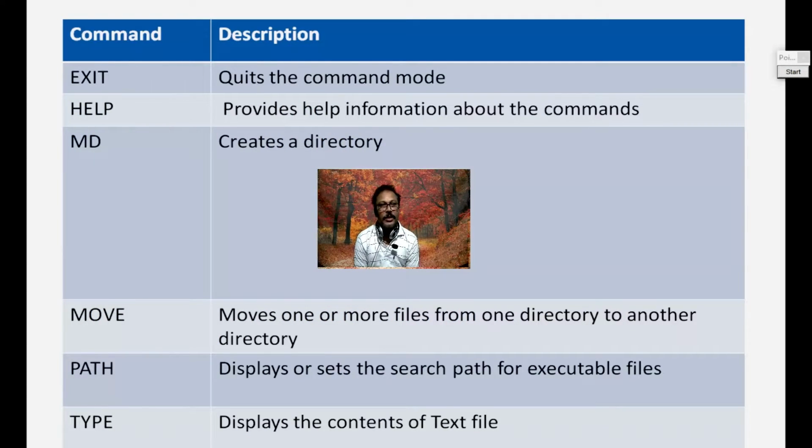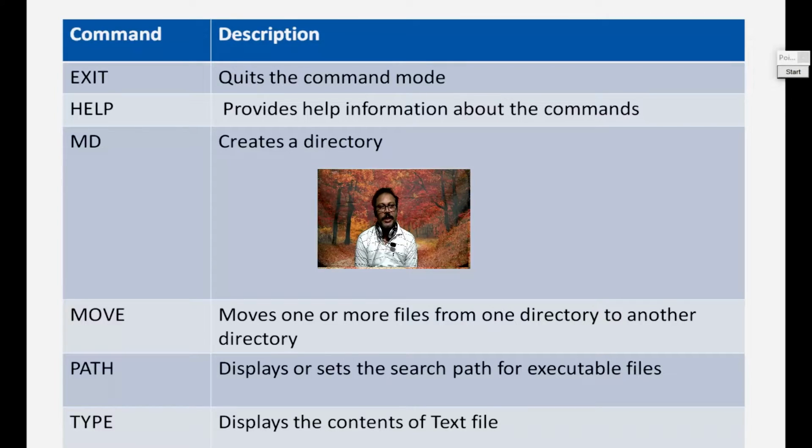Exit quits the command mode. You can come out of the command mode and go to the graphical user mode using exit. Help provides you the list of commands. You can just type help and you get the list of commands. If you have a doubt about any command, you can just type help, or you can type help followed by that command name. Maybe you start with help, try to identify that command, and then type help command name. So it will provide you the complete information regarding that command.